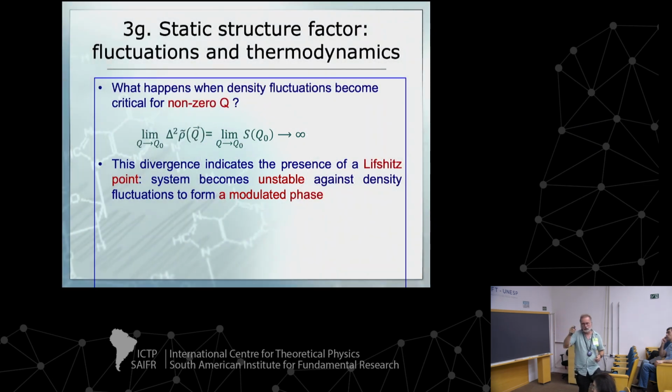Recall, 2 pi divided by Q naught will give you this modulation in R space. So this is what it's telling you if you have a divergence at a value different from 0. If you have divergence at 0, it's a critical point, phase separation, for instance, if you have a mixture, the mixing. But if it is at non-zero Q, there will be the appearance of order or something similar.